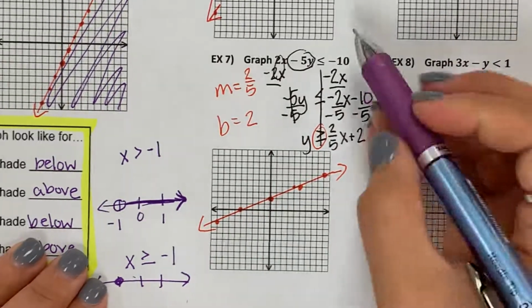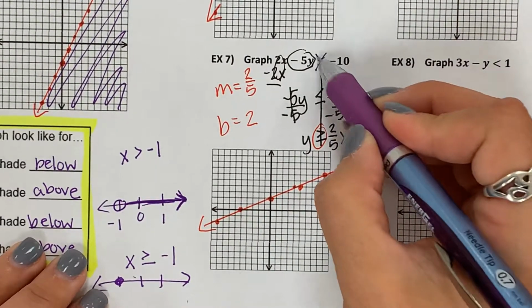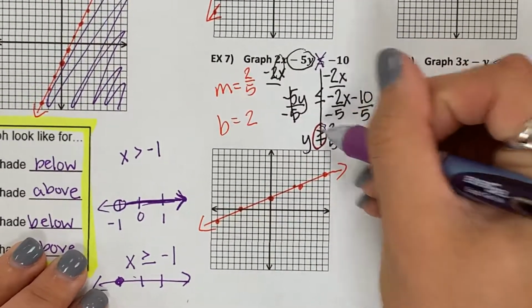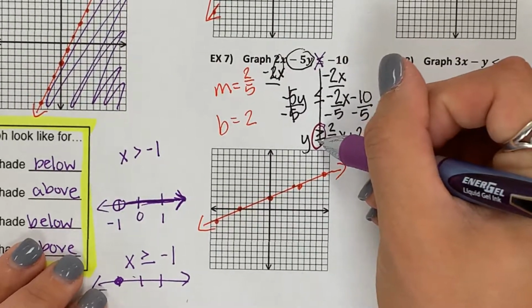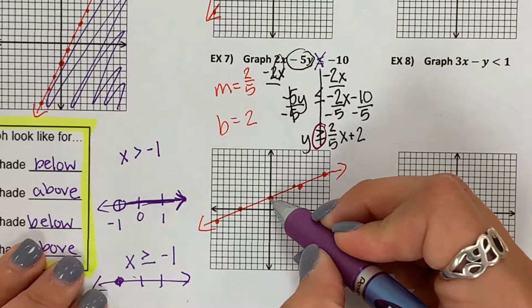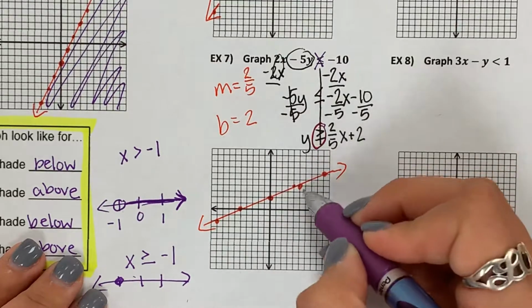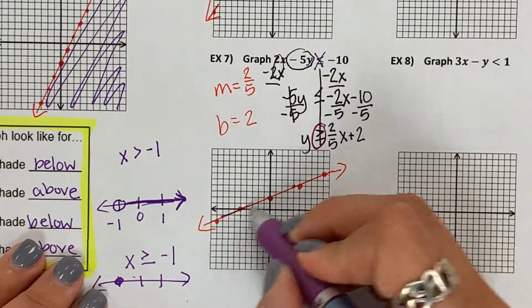Last step is shading. We don't look at the original one, we look at our new one, this one down here. It is greater than because I had to switch it. So we're looking at our y-intercept, the values greater or above. So every value above, we are going to shade.